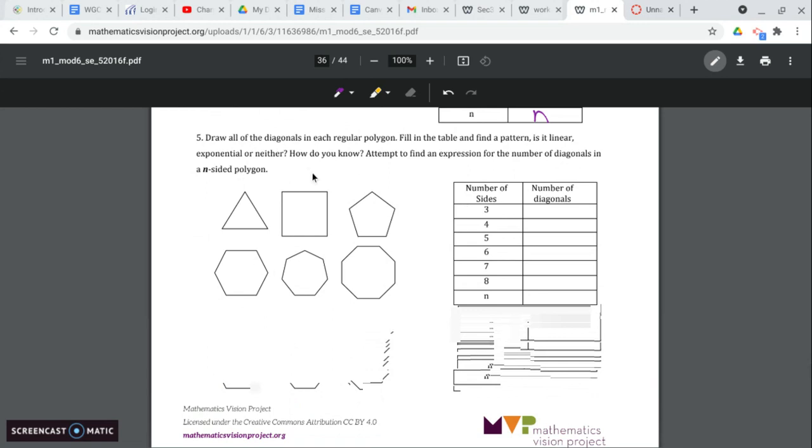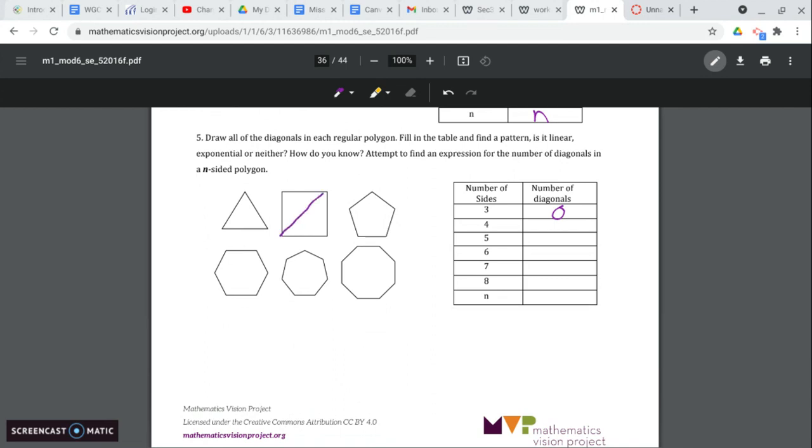The diagonals are rather complicated. So in a triangle, there aren't any diagonals. We can't go from one vertex to a non-adjacent vertex. But in a square, we can. So from this vertex, we have the option to go there. We can't go to either of the other two. And then we can do that. So a square has 2.